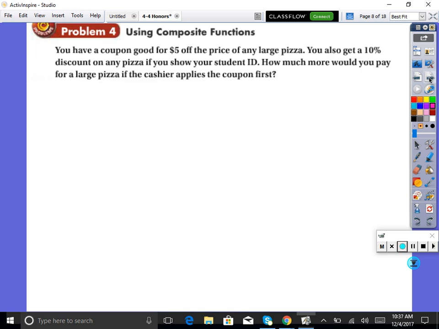Okay. All right, now this is a cool problem actually, because I've actually encountered this in real life, and this is what I've seen on an ACT.